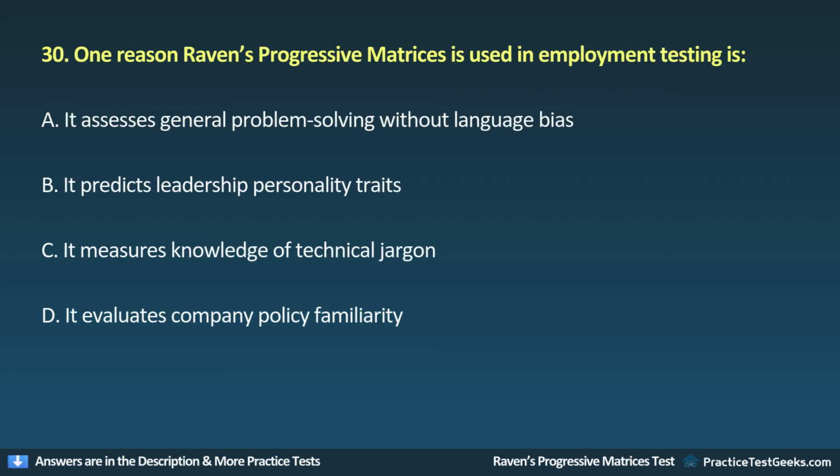30. One reason Raven's Progressive Matrices is used in employment testing is A. It assesses general problem solving without language bias. B. It predicts leadership personality traits. C. It measures knowledge of technical jargon. D. It evaluates company policy familiarity.